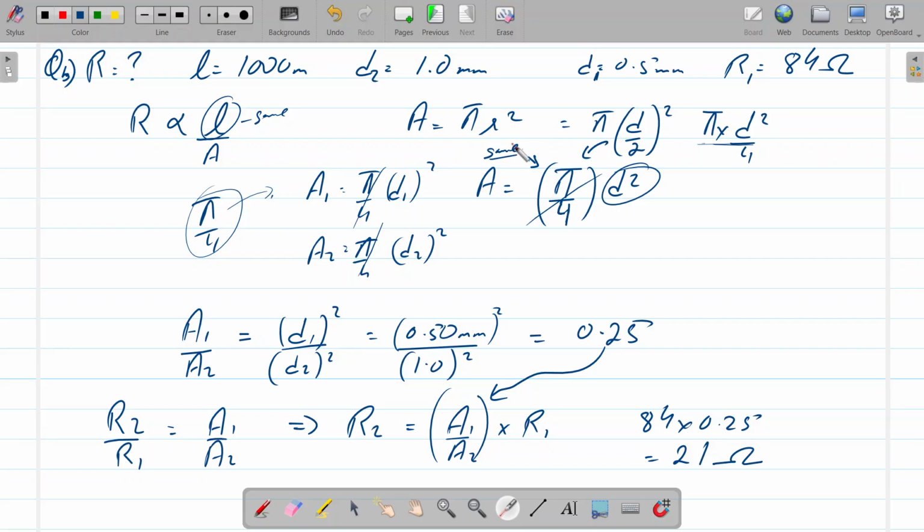I mean, we could plug in all the values. We could do pi r squared for d1 and d2 and get the actual value. But we could have used the value of length as well, no? Why length? The length is the same in this case. It was 1000 meters, 1 kilometer earlier, and it's still 1 kilometer. So how is that going to affect resistance?